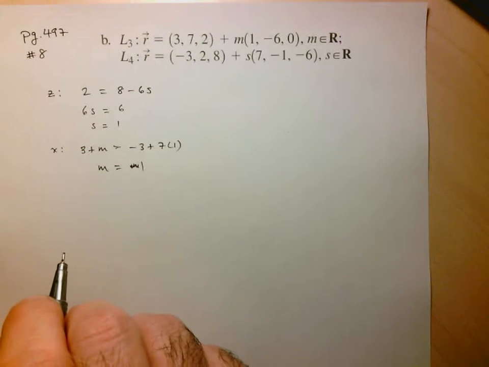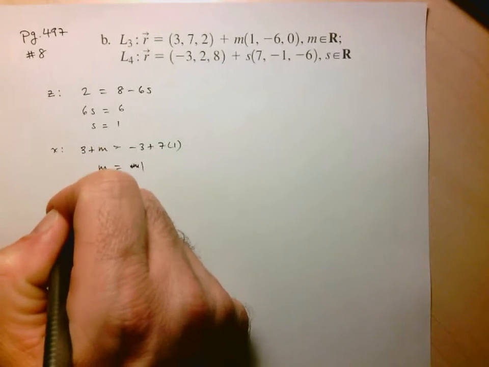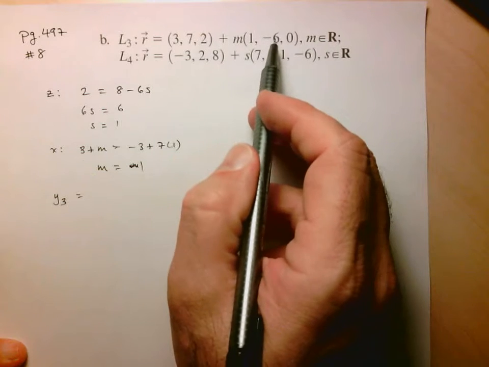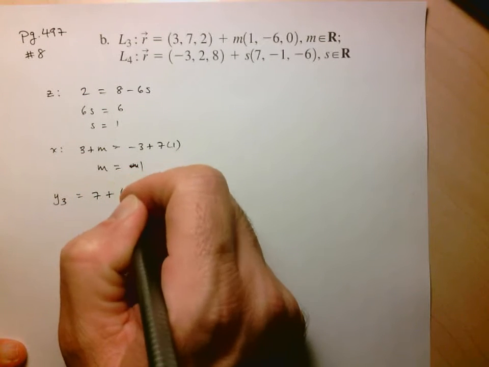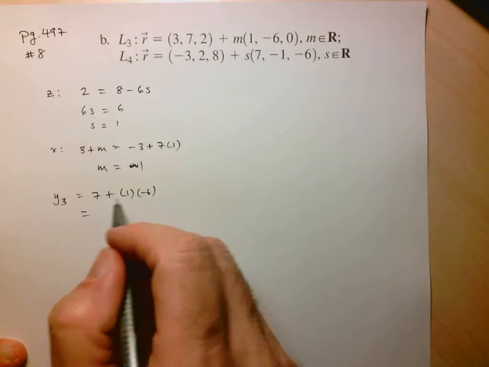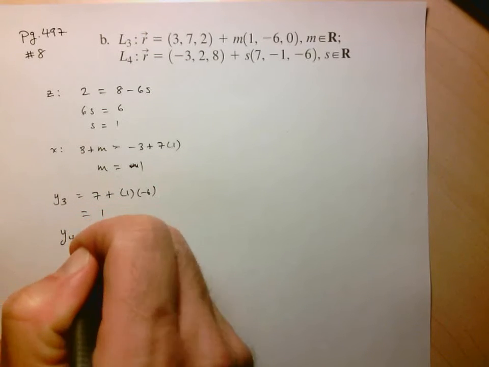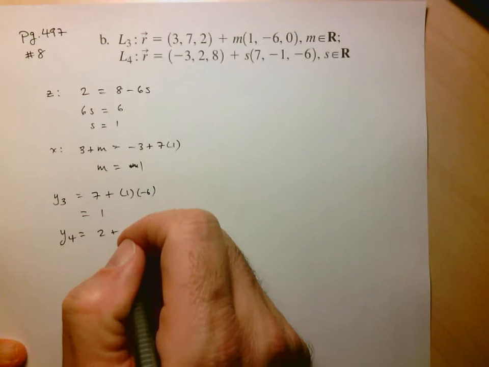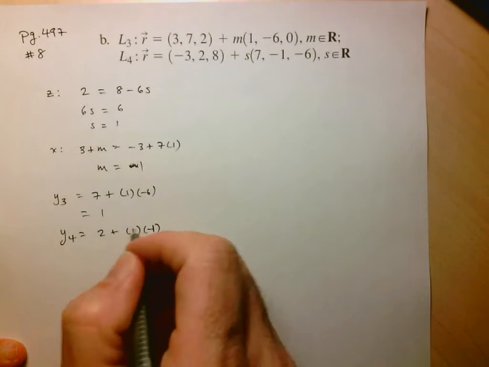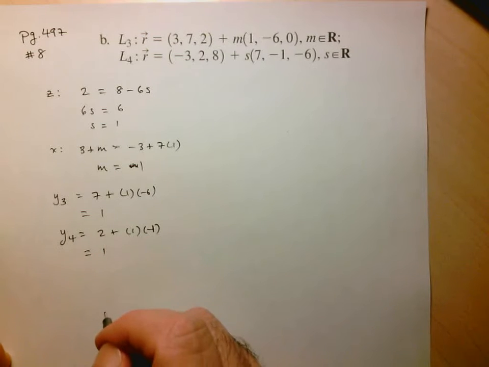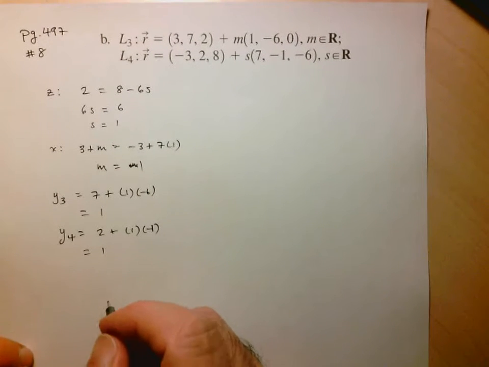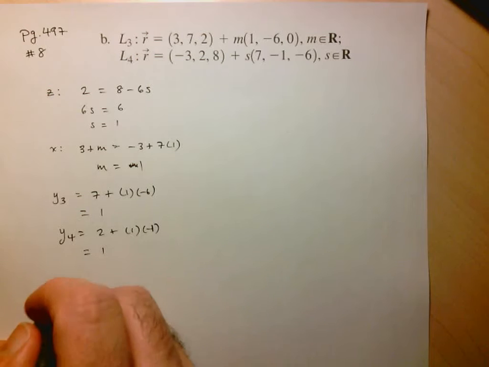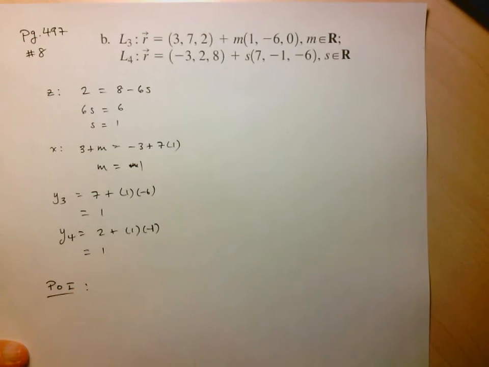Let's see if it works for the y components. If we take y from equation 3, we have 7 plus m times negative 6, so with m equal to 1, that gives 7 minus 6, which is 1. And from y4, we have 2 plus s times negative 1, with s equal to 1, so 2 minus 1 is equal to 1. So we see that these parameters give us the same y component. That means there is a point of intersection, so this is definitely what we're looking for.